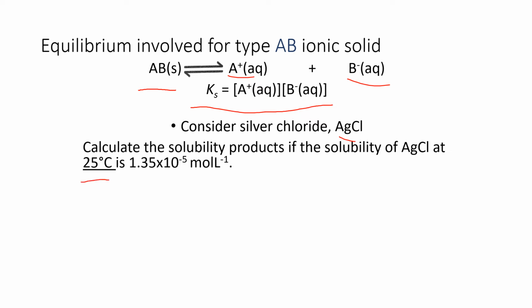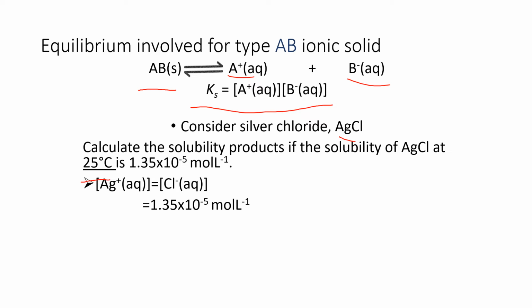They tell you the temperature because K sub S and K sub C change with different temperatures. So they just tell you the temperature so you know that the temperature is not changing. You don't have to do anything with that number yet. But the reason they tell it to you is so that you know that the K sub S is not going to change.